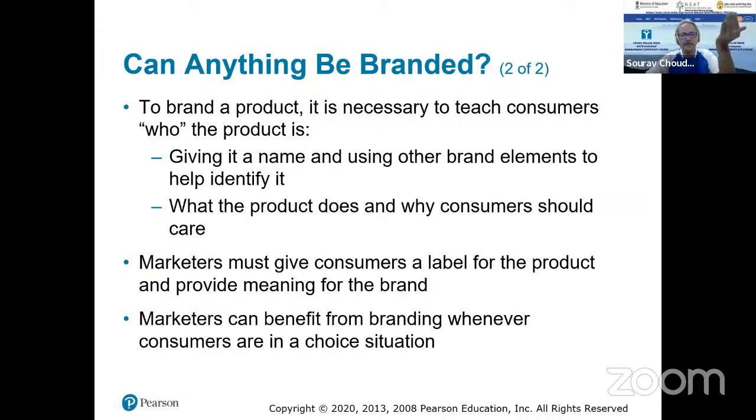So when a consumer knows that Lux is a brand and Maggi is a brand, the consumer also knows what Lux does and what Maggi does. Lux is a beauty soap, or a hygiene product for you. Maggi is a food for you. Correct? Marketers must give consumers a label of the product and provide meaning for the product. Okay, so of course Lux provides a meaning to that product, right? It provides a label to the product and provides a meaning for the product, right?